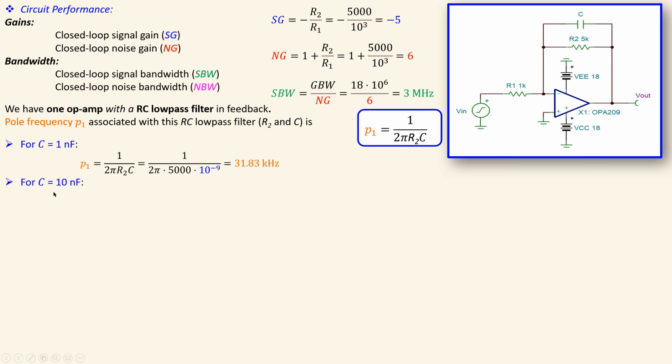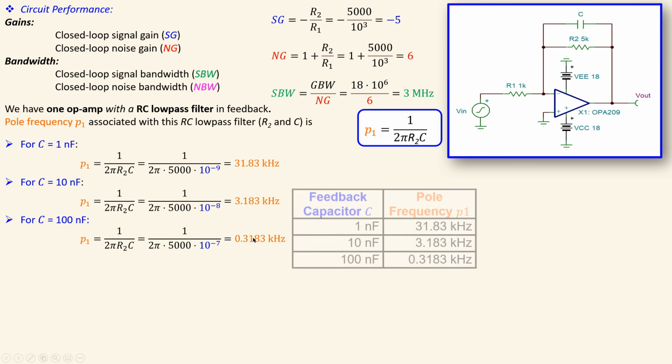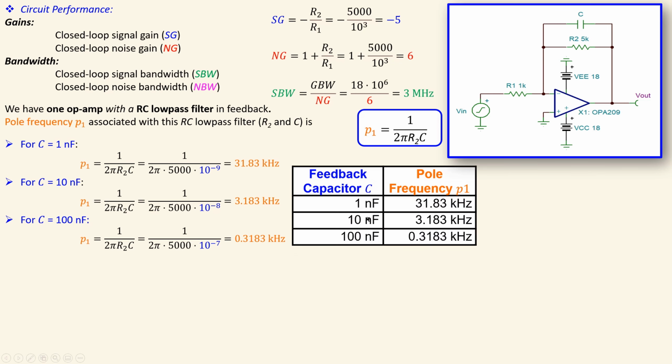Now for the capacitor of 10 nanofarads, it will be 3.183 kilohertz, so it's 10 times smaller for a 10 times increase of your capacitor. If you now go to 100 nanofarads, P1 will be 318.3 hertz, or 0.3183 kilohertz. So you can see in the table that if the feedback capacitor increases, the pole frequency will decrease, but these are the values for each capacitor.